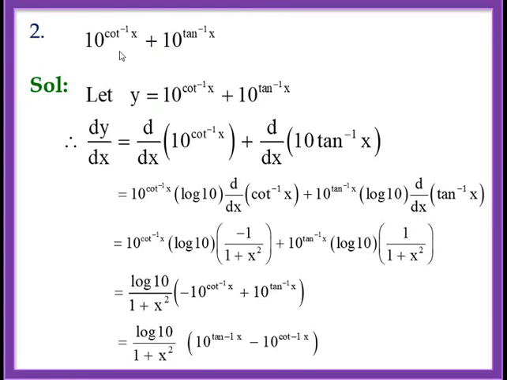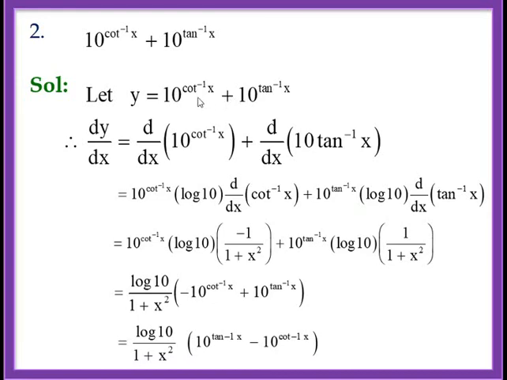Now the next one, y equal to 10 raised to cot inverse x plus 10 raised to tan inverse x. I hope that you will not say that, sir, cot inverse x plus tan inverse x is pi by 2. Yes, that is true. But that is of no use here, because you are not supposed to take 10 common. There is plus sign between two terms and not multiplication. So you are not supposed to add indices. See, this is very basic.